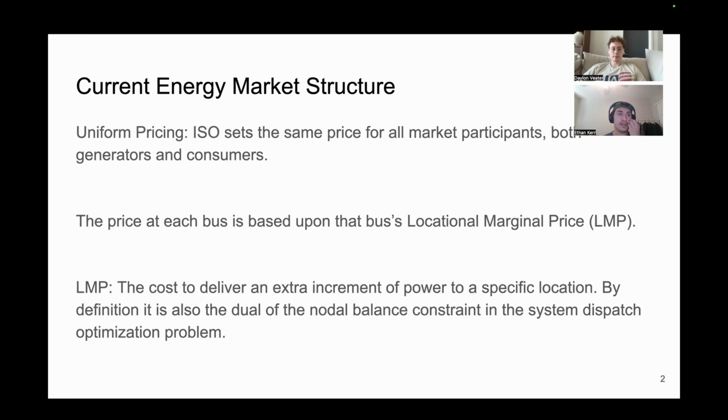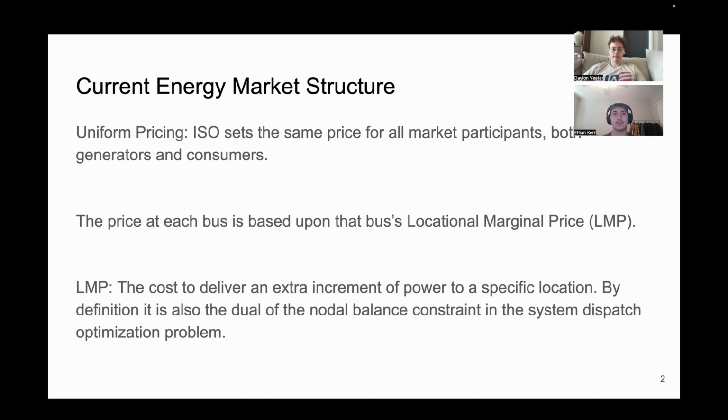This uniform price is specified by location, and that is what brings us to LMPs, which are how the system divides the grid into several different buses. Each node on the grid has its own LMP specifically. This LMP is simplified to be the cost to deliver the extra increment of power, specifically 1 megawatt, to a specific location. And this, by definition, is the dual of the nodal balance constraint in the system dispatch optimization problem.